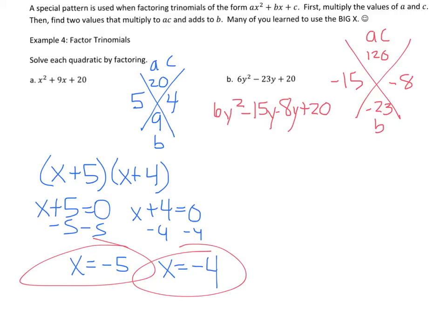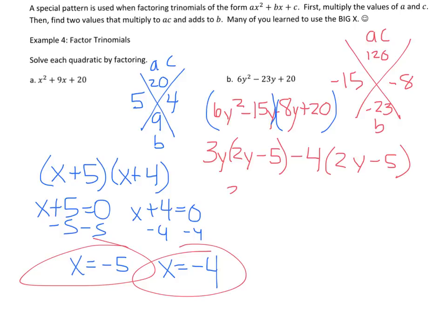So now we can go ahead and use our grouping method, which we have used on a different problem earlier. We used, I think, on example 2. So we're going to group our first two terms and our second two terms together. From our first set of terms, we have 6y squared and -15y. We can go ahead and take out a GCF of 3y, and we're going to be left with 2y minus 5. In our second set, we can go ahead and take out a -4, so we're left with 2y minus 5.